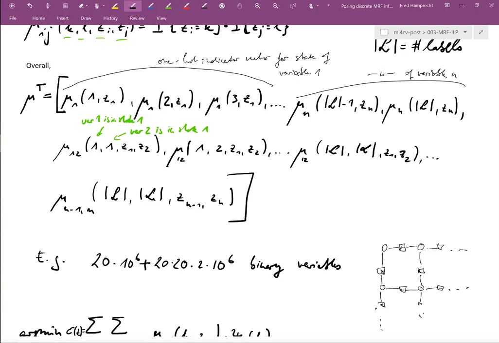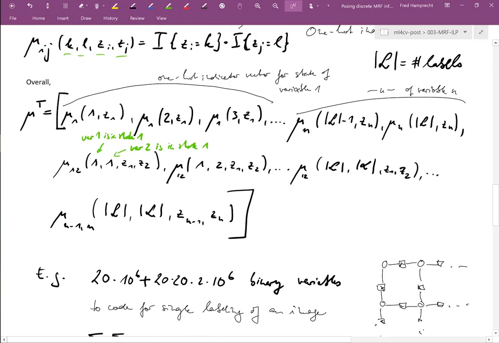So in other words, all these many variables are needed to code for a single labeling of my image. Everybody fine with that? Okay.